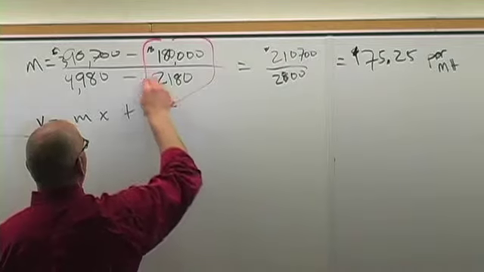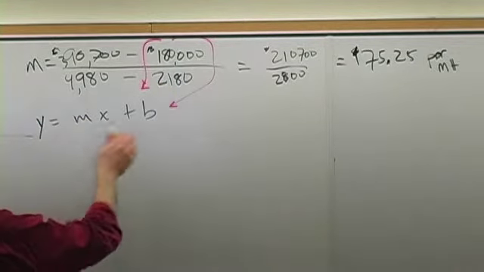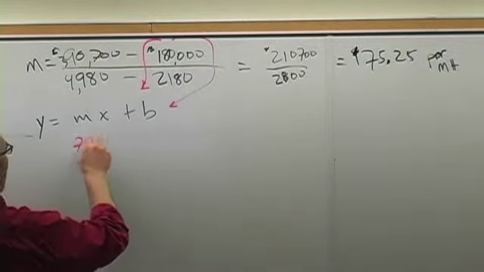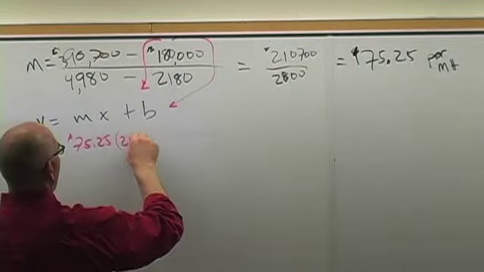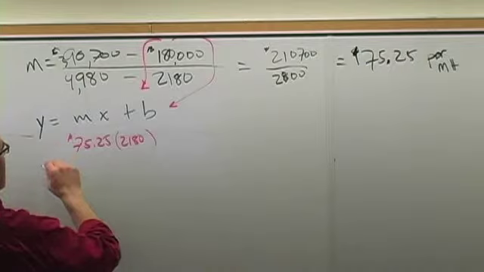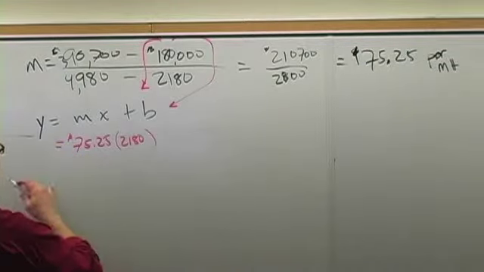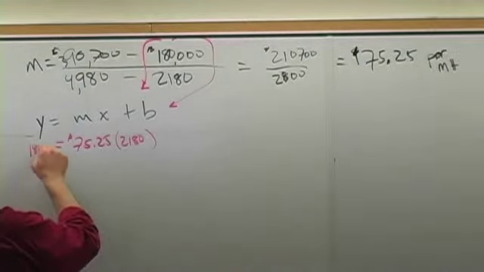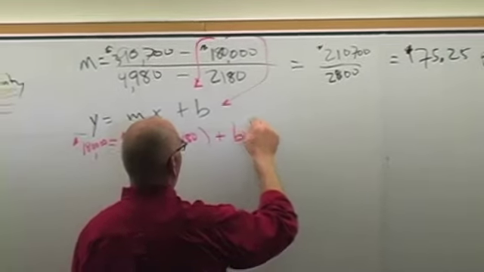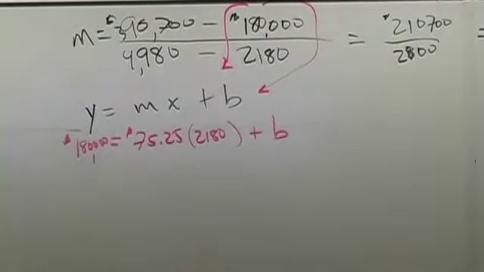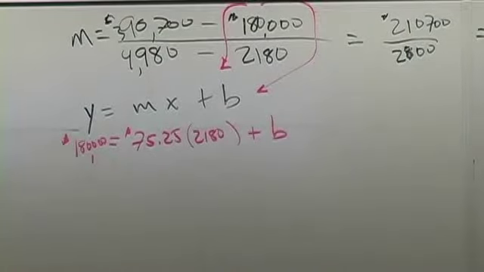And so we're going to use this information plus m. So we've got m of 75.25, x of 2,180, y of 180,000, and we just need to solve for b. So what is b?